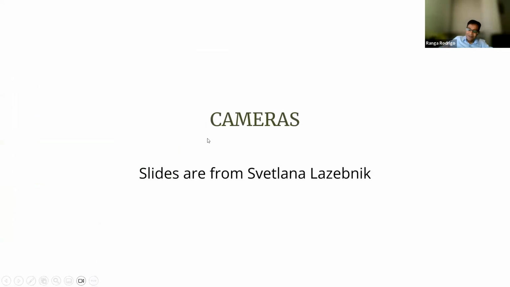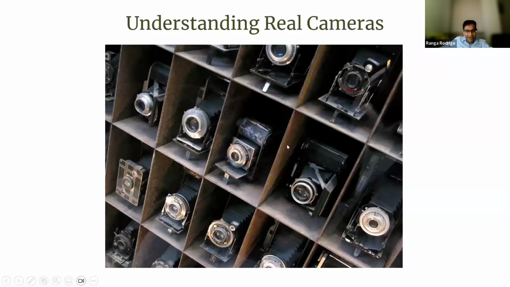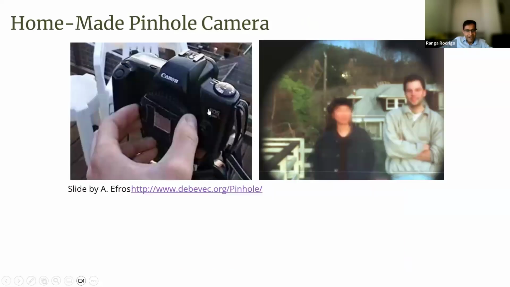So, okay, let's look at the camera. This is a small lesson. We will go through that quickly. Cameras with lenses, depth of field, field of view, lens aberration, digital sensors. We'll briefly look at that. So, these are very old cameras. And this person called Paul Debevec, he's a famous scientist. What he did was he removed the camera lenses, and then he put a little cardboard here and made a little prick here. And then he was able to get an image like that using an actual camera.